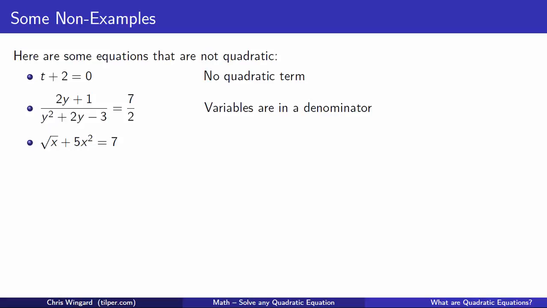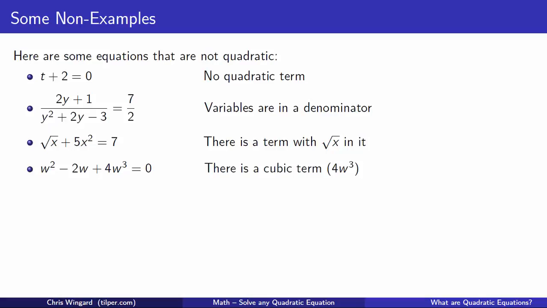All right, and we also have square root of x plus 5x squared equals 7. This is not quadratic because of the square root of x. That's kind of ruining things for us. So anything with a square root like that is not going to be quadratic. W squared minus 2w plus 4w cubed equals 0. That's also not quadratic because there's a cubic term, 4w cubed.